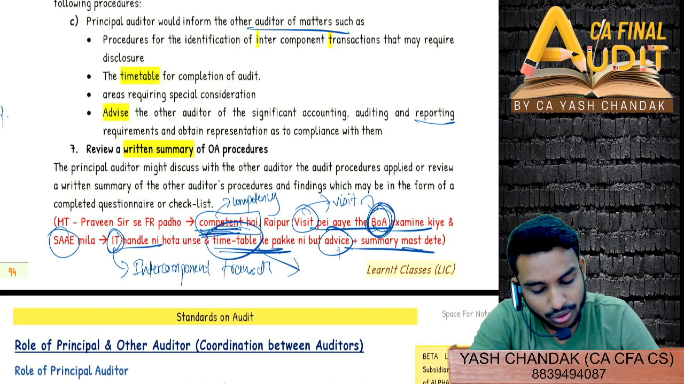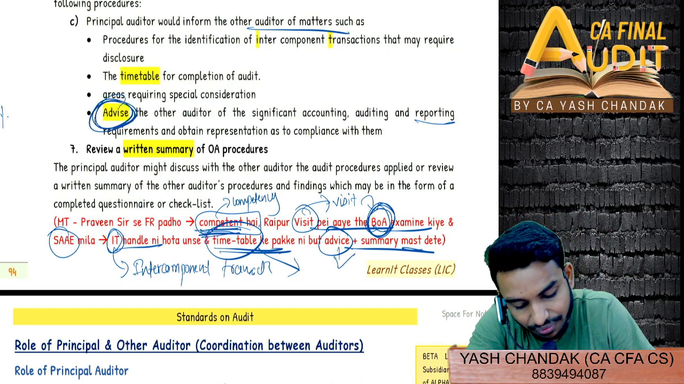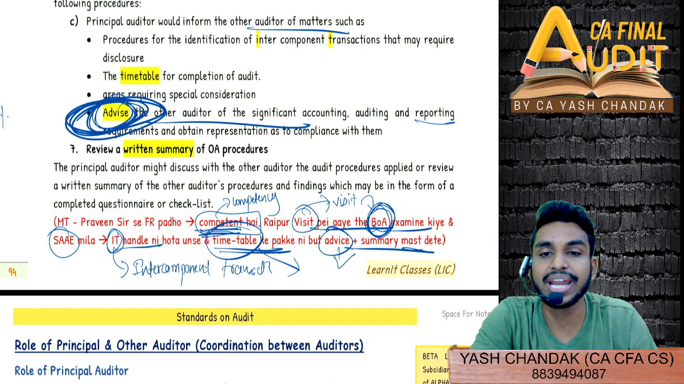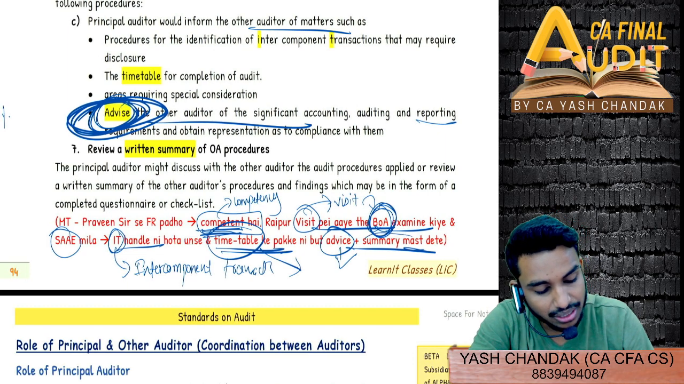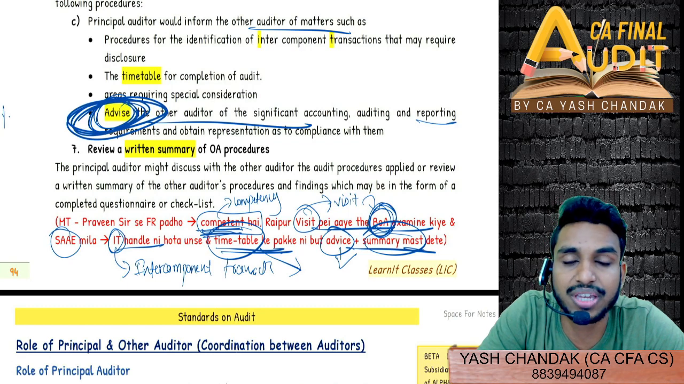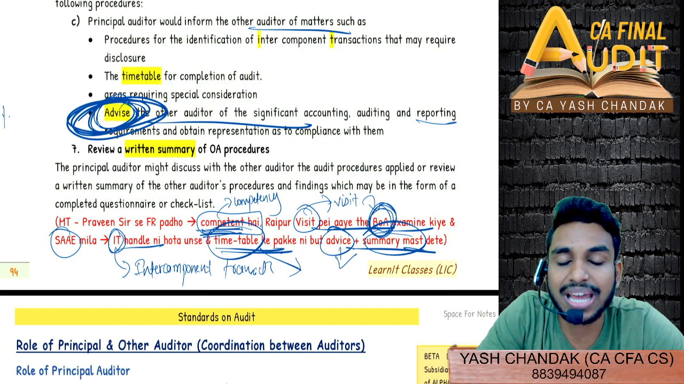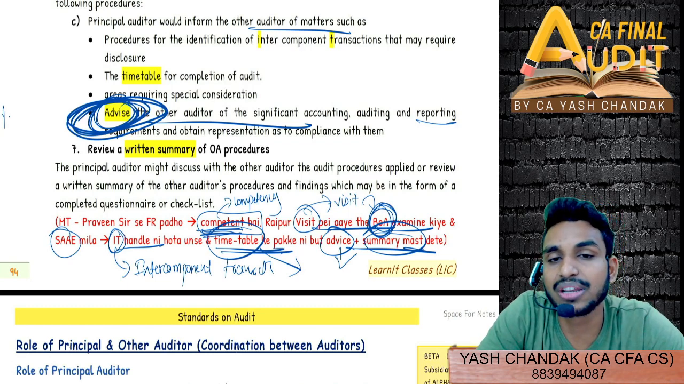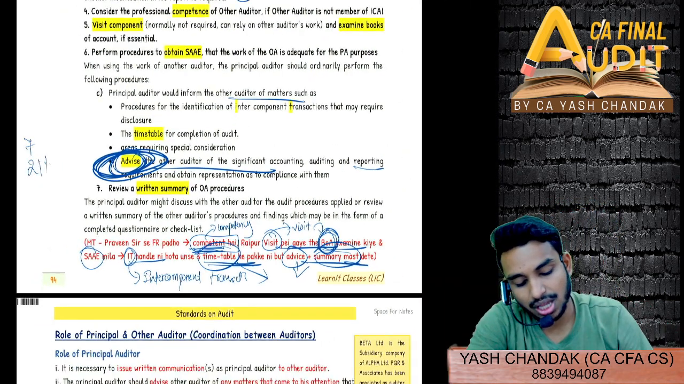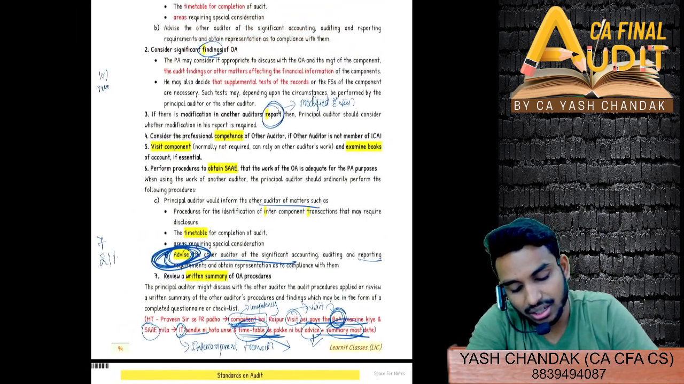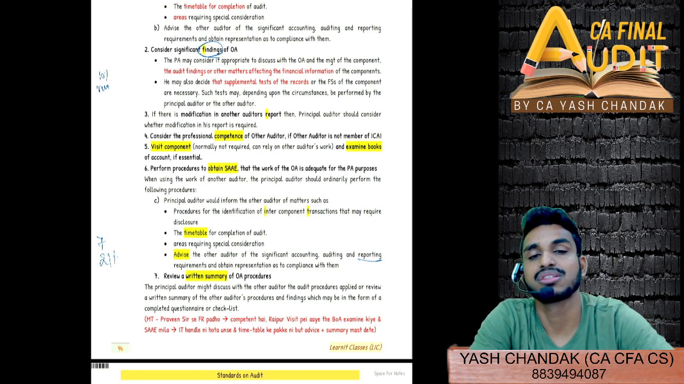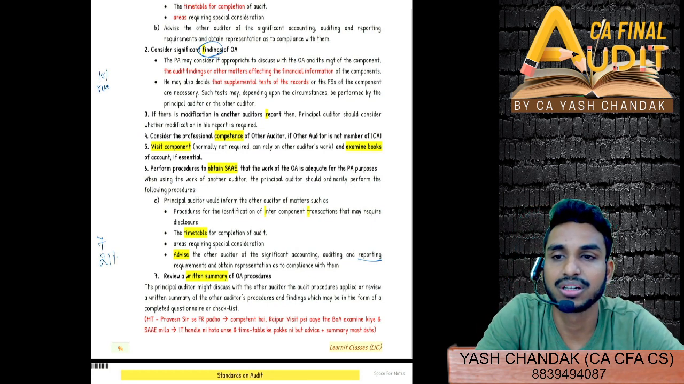And lastly, however, he used to give very good advice. So advise the other auditor of the significant auditing, accounting, and reporting requirements. And lastly, summary: you will obtain from the other auditor what all procedures he has performed. So the written summary you can obtain from the other auditor. Okay, have a look at this answer once. You need to be comfortable with this answer because this is the major chunk of this standard, SA 600.